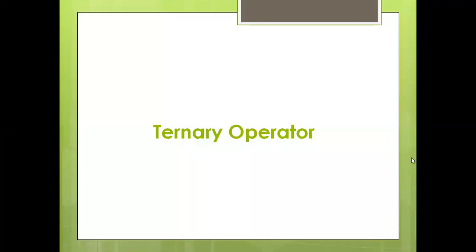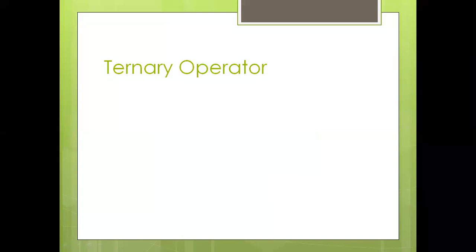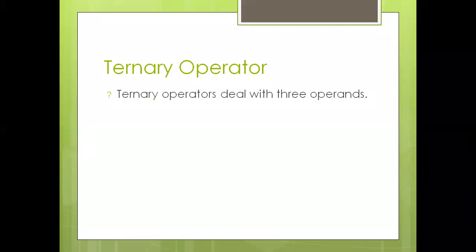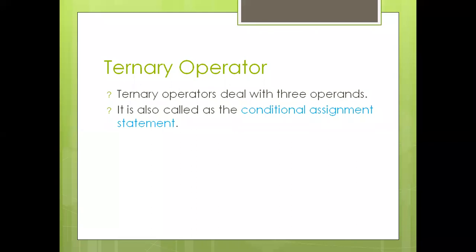An operator works on one operand. A binary operator works on two operands. So the ternary operator works on three operands. This operator is also known as the conditional operator, and you can say it is the shorthand of if else. So this is the ternary operator having three operands. That's why it is also called the conditional statement.